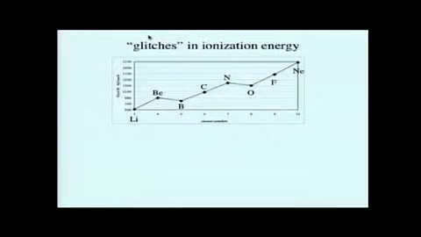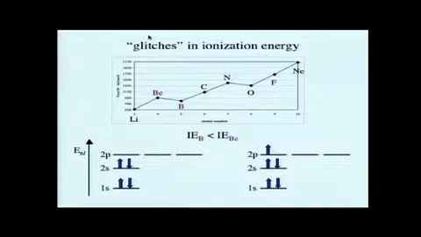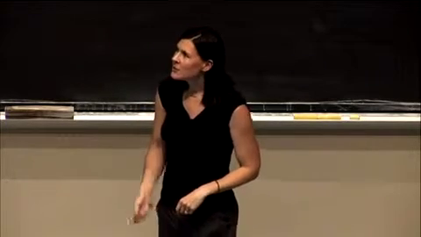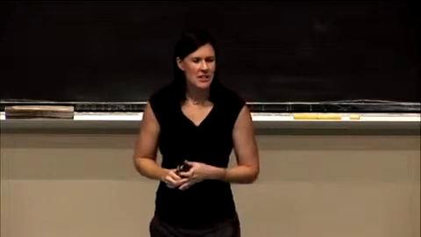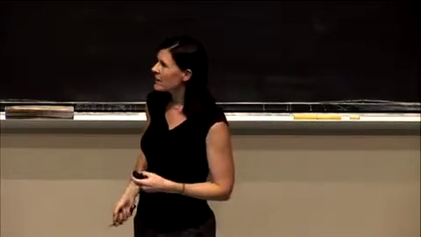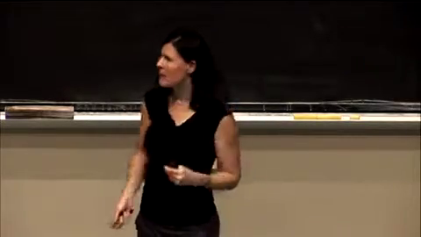So let's look at the first one between beryllium and boron here. The glitch that doesn't make sense just through periodic trends is that it turns out that the ionization energy of boron is actually less than the ionization energy of beryllium. So I put the electron configurations and actually drew it on an energy diagram here so we can think about why this might be happening.